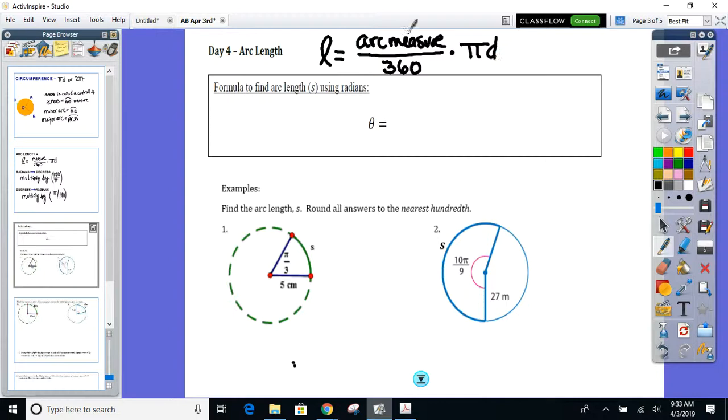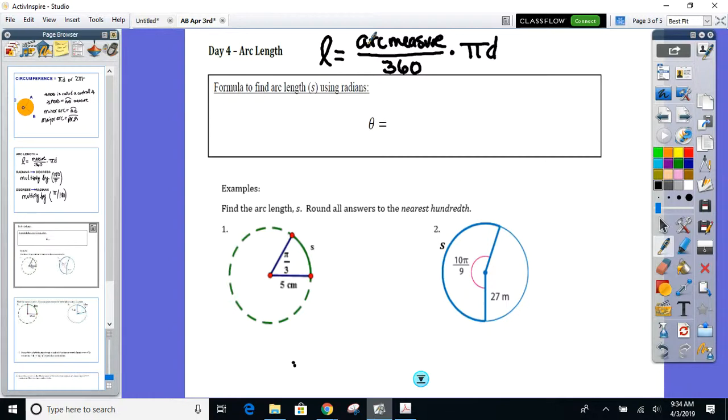Here's why. What are you putting up there for arc measure? Degrees. But we found out yesterday there's another way you could measure an angle, and that's in radians. So what if I'm given the radians instead? That formula we've been using, worthless. Everyone see why? Because your arc measure needs to be in degrees. Unless you want to convert, maybe, and I'll talk about it at the end of today. So what if the angle's in radians?